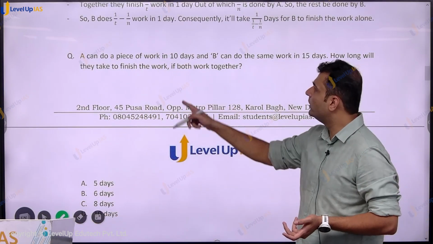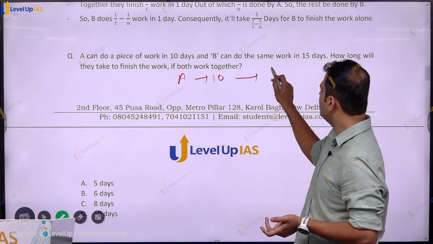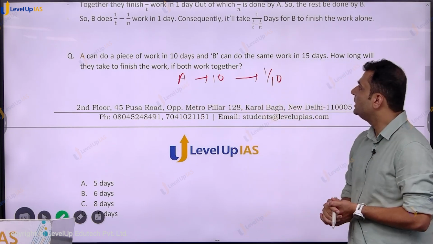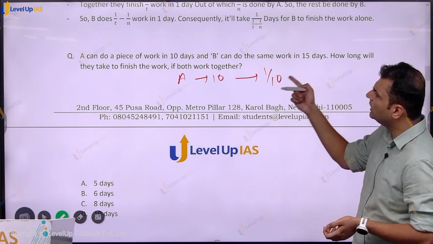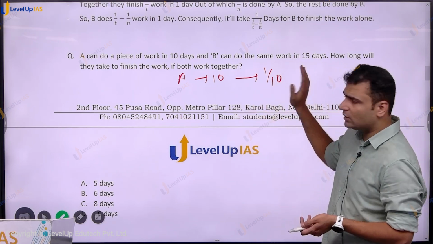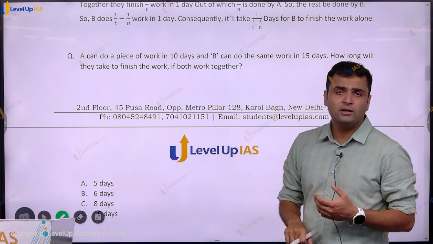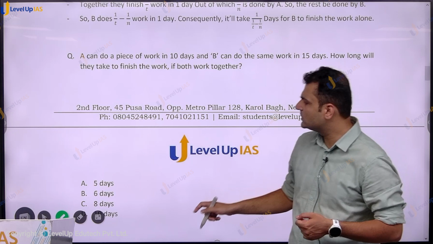A can do a work in 10 days. So in one day, 1 by 10 work. B can do the same work in 15 days. How long will it take for them to finish the work if both of them work together? This is the question we just did. So it is 1 by 10 plus 1 by 15, which is 5 by 30, which is 1 by 6. So the answer was 6 days.